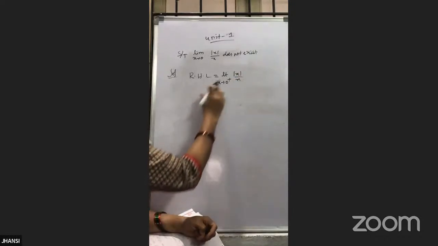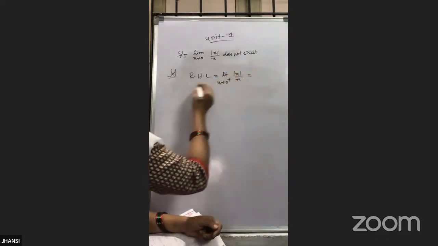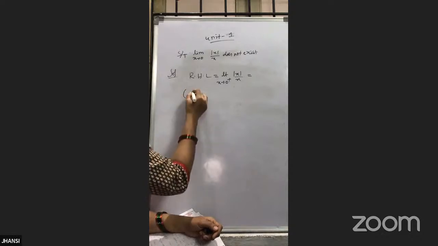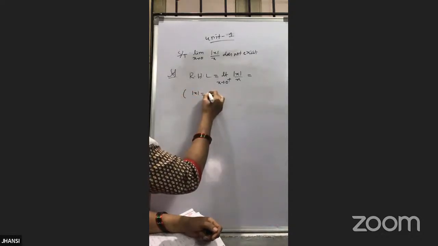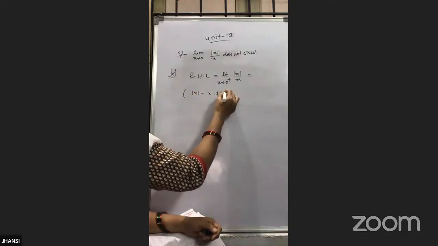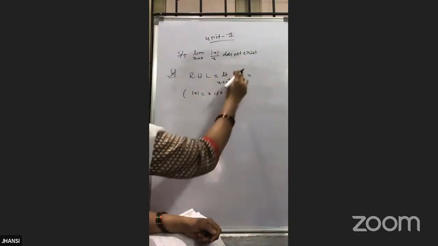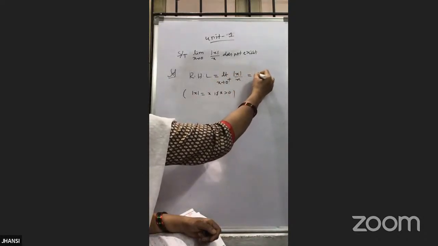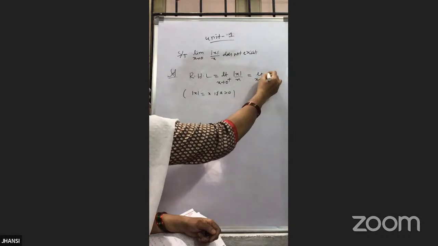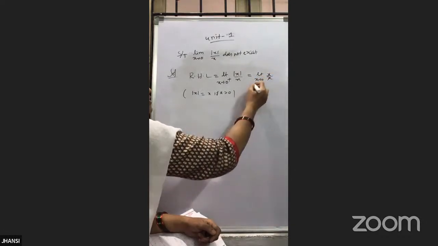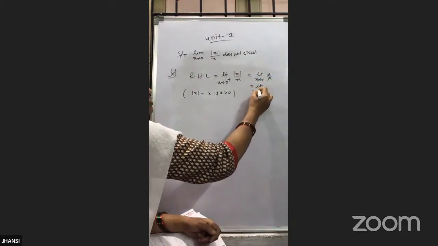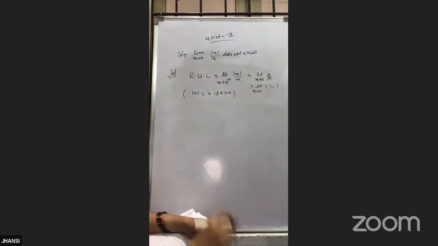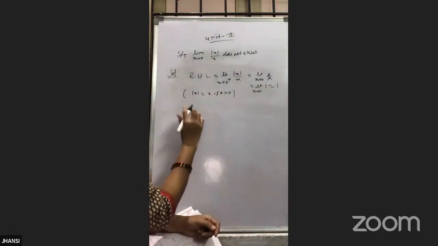Directly you can do like this. Mentioned here in the brackets, mod x is equal to x if x is greater than 0. So in place of mod x, you can write limit x tends to 0 of x by x. So x and x will get cancelled. It is limit x tends to 0 of 1. The limit of a constant is the same constant. This is one procedure.